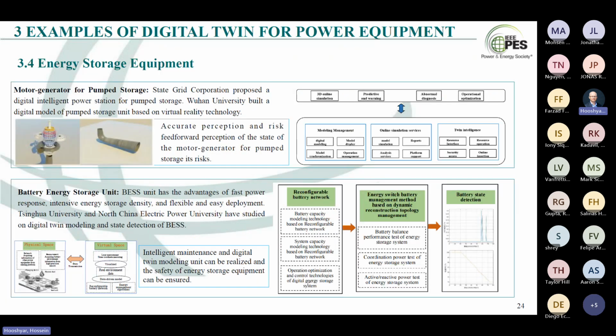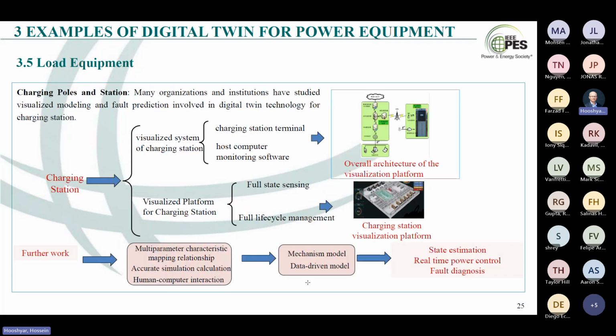And here are the pumped storage and battery energy storage units. Basically, they're all similar processes, but they use different twins. Here is the load side, especially for electrical charging posts and stations. In China, the electric vehicles now exceed over 24 million, so they need a lot of charging stations. That's why we need to develop a digital twin for the maintenance of that.